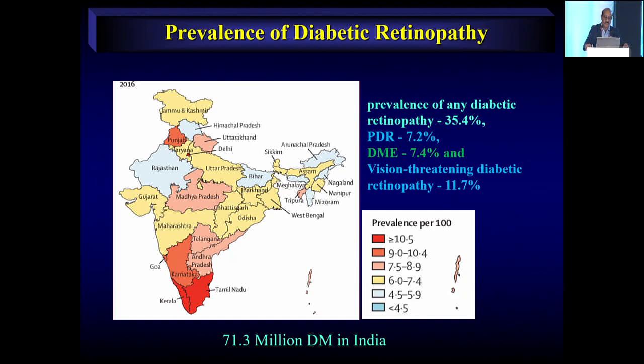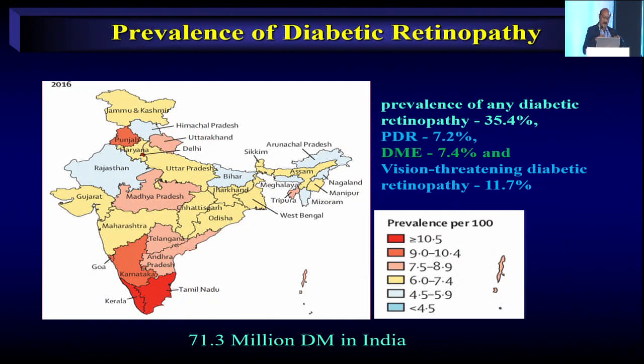When it comes to India and the prevalence of diabetic retinopathy, among diabetics at least 1/3 will have some form of diabetic retinopathy. That's why this screening is very, very essential. And second, the incidence of PDR and DME is almost like 7%. So it's very, very common in all diabetics. And vision-threatening diabetic retinopathy is almost about 10%.